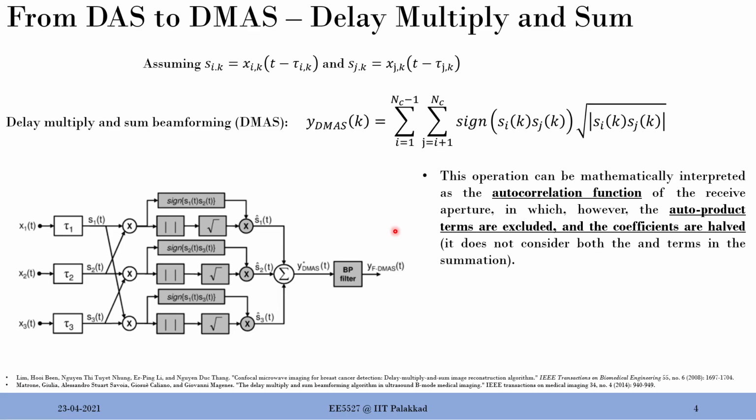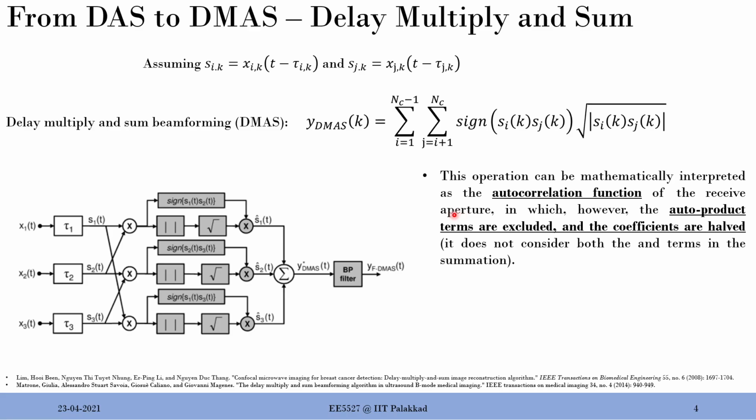So this operation, whatever we are doing over here, the delay, multiply and sum operation, can be mathematically interpreted as an autocorrelation function. In the strict sense, I don't know why they are calling it autocorrelation, because you are not doing x1 with itself, so it's not really autocorrelation, it's a cross correlation function, but they are mentioning it here. So the autocorrelation function of the receive aperture. Okay, so don't get confused by too many technical jargons here. Receive aperture means it's the receive sensors, receive transducers. So autocorrelation function across the transducers, across the antennas in the array.